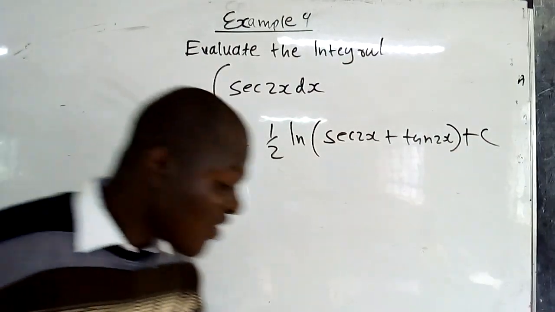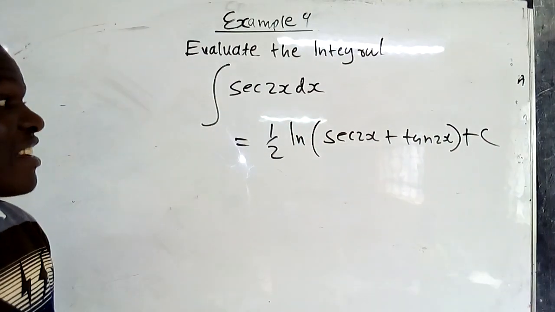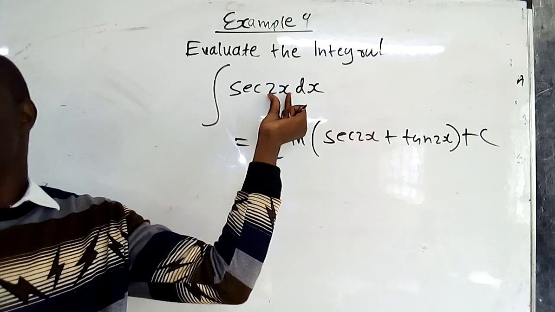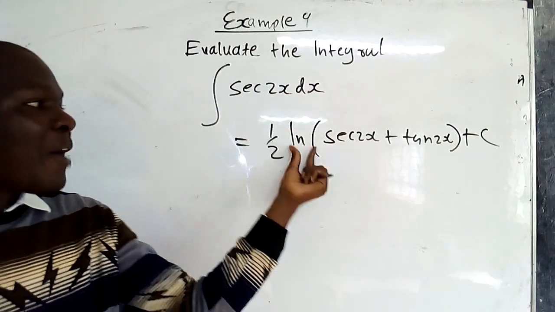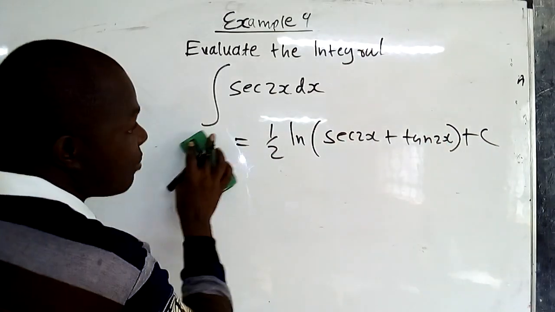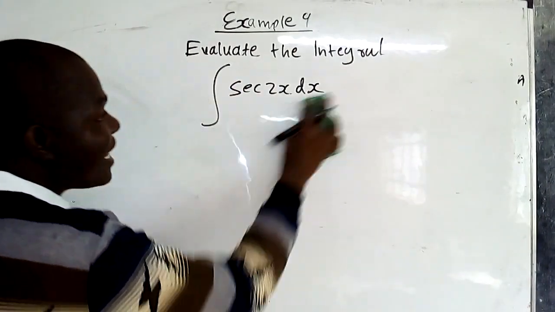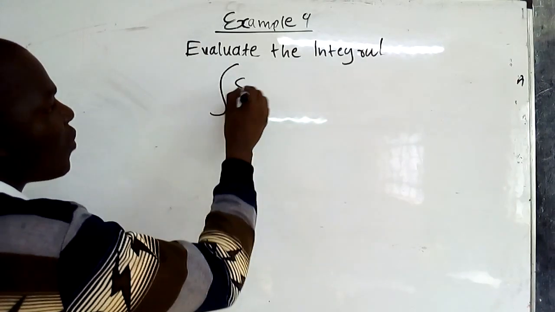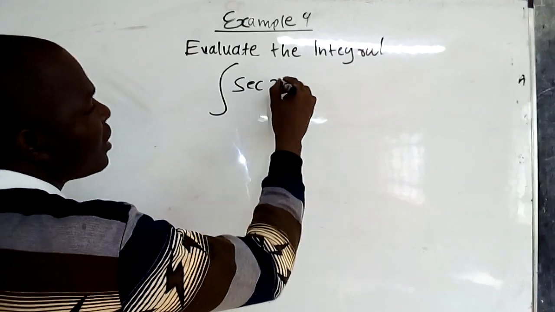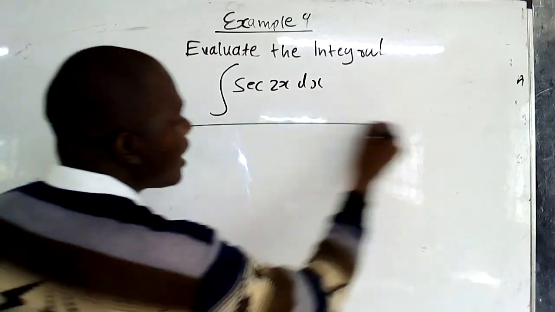We want to see how that comes about. That is a case of a standard integral. The half means you divide by the derivative of the inner function, isn't it? So we want to see how ln of sec 2x plus tan 2x is coming about. Before we do that, let us start with a simpler case, because of course we want to evaluate sec 2x dx.